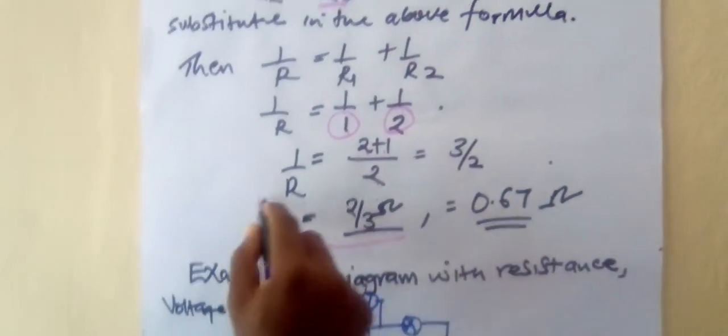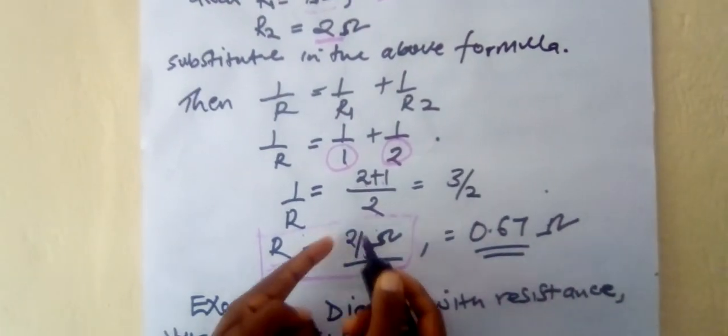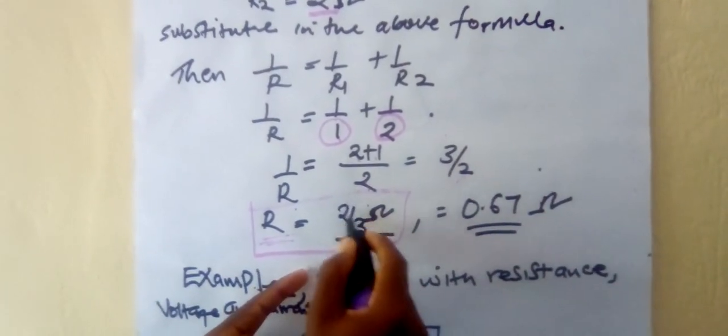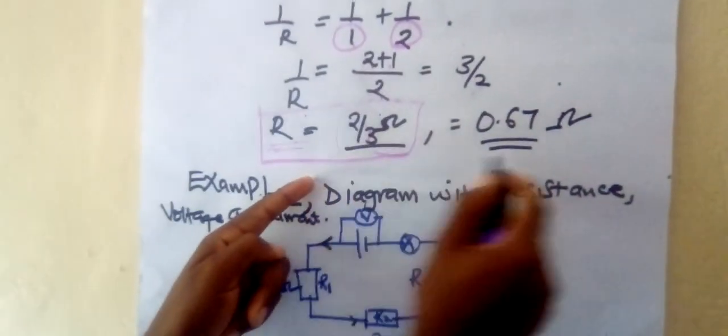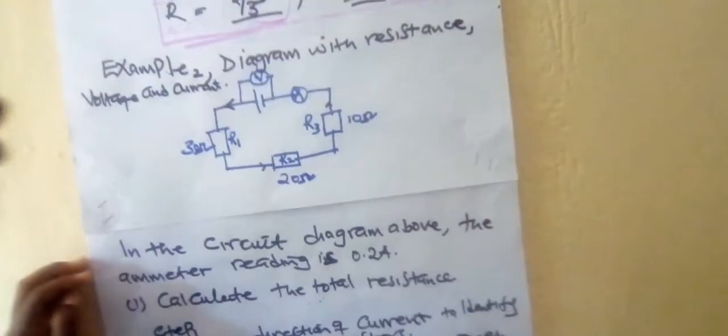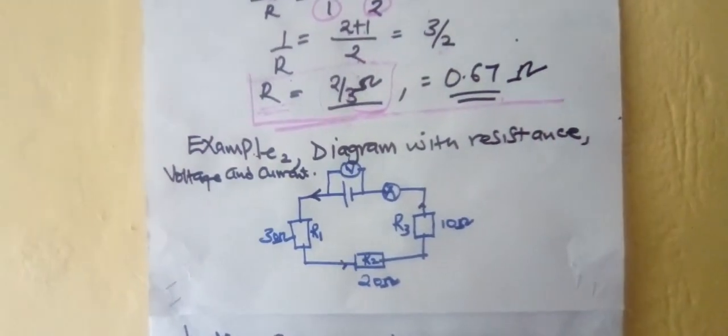Then to get R alone, we shall get the reciprocal. What was down is up and what was up is down. So we shall get this answer as 0.67. This is our calculation. Okay, pause.